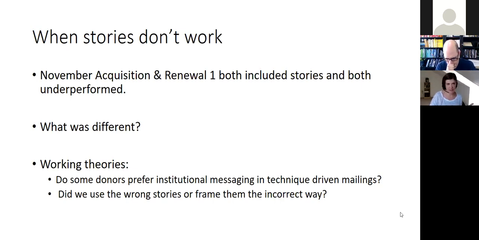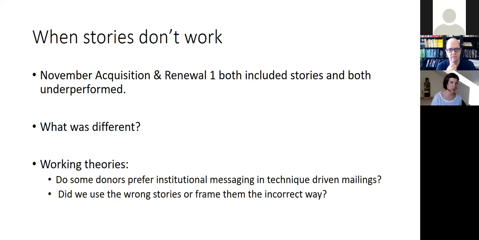So what was different? We have some working theories, and those will be the focus of our tests going forward. So, sorry, I should have mentioned, in the acquisition, there's a match offer. So the match and the renewal are both technique driven. So perhaps layering stories on top of the call to action, match your gift or renew, muddies response. We're going to test these theories.